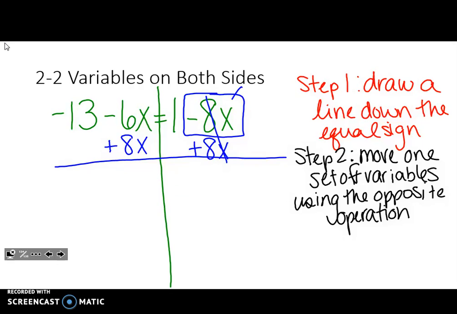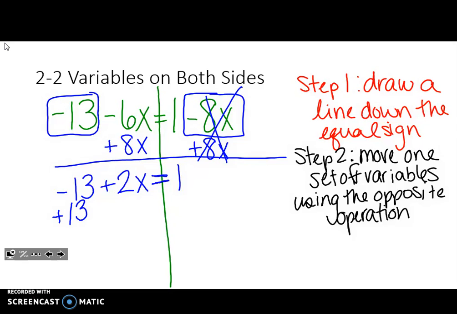Negative 8x plus 8x cancels. I still have 1 on the right side. Negative 6x plus 8x is a positive 2x. And then I'm going to bring down that negative 13. Again, it's a two-step equation at this point. So we're going to add the 13 to the other side.